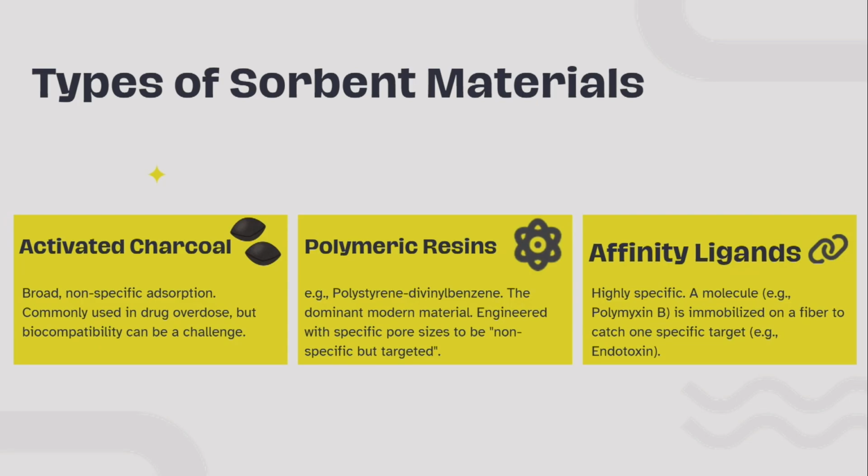The second thing is polymeric resins, which are now being used widely, which is divinyl benzene, and it depends on the specific pore size. So this particular thing is non-specific but targeted. It will target a particular molecular weight as per the molecular weight of the desired molecule to be removed. So if you want, say, a poison to be removed, you have a different cartridge. If you want to remove a bile salt, you have a different cartridge. You want to remove only protein bound uremic toxin, you have a different cartridge. So this is the way it works.